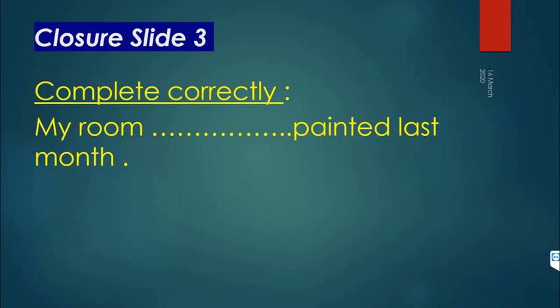Complete the following sentence correctly. My room painted last month. Now, what is needed only is to write one form of verb to be, either in the present or the past. Which is the correct form of verb to be used in this context? Should it be used in the present or in the past?